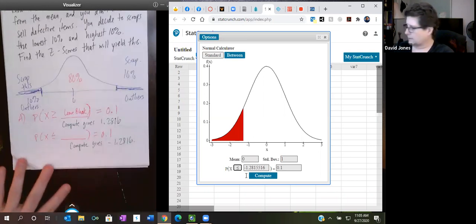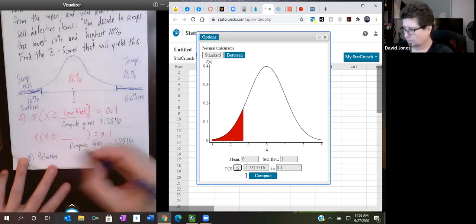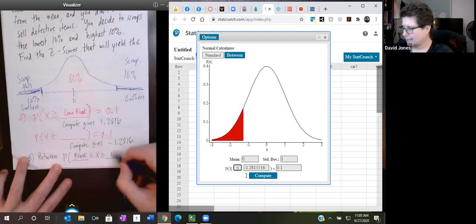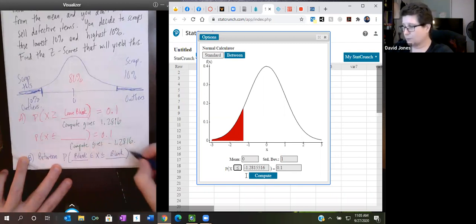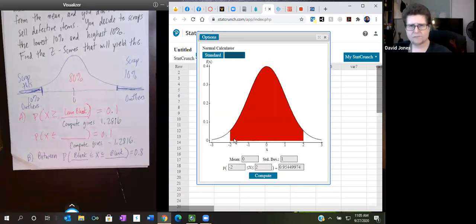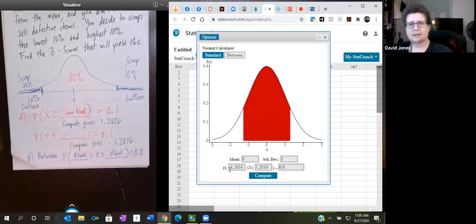Option B, do the between tab. Probability of blank less than or equal to X, less than or equal to blank equals the value we want in the middle, which is the 80%, 0.8. And it gives you negative 1.2816 and 1.2816 here. Okay.